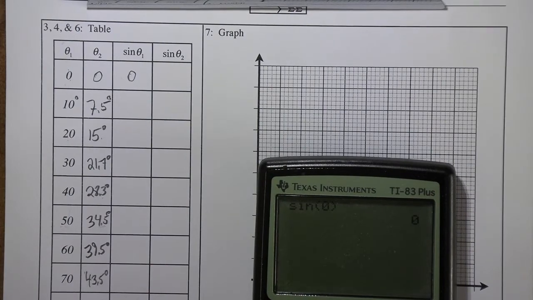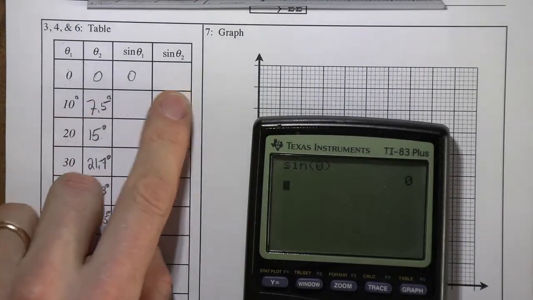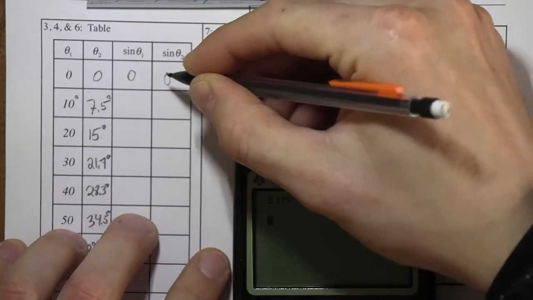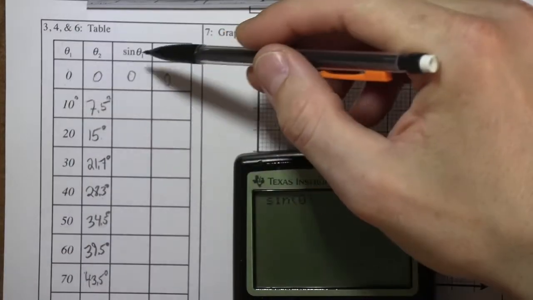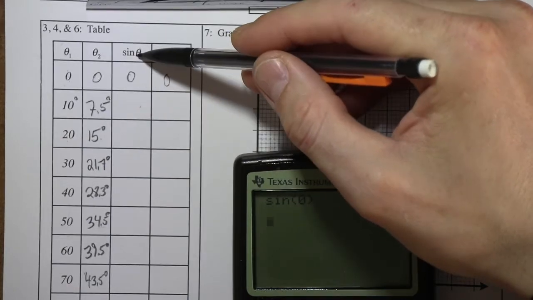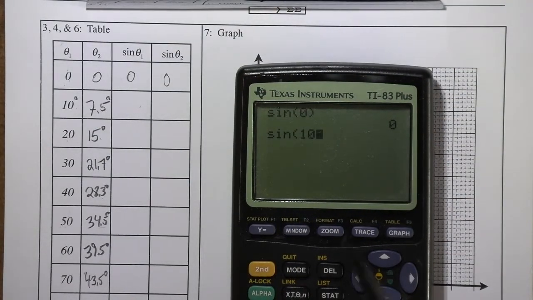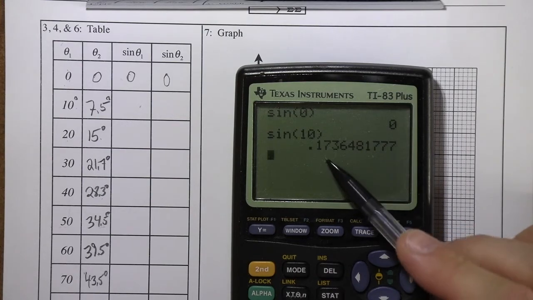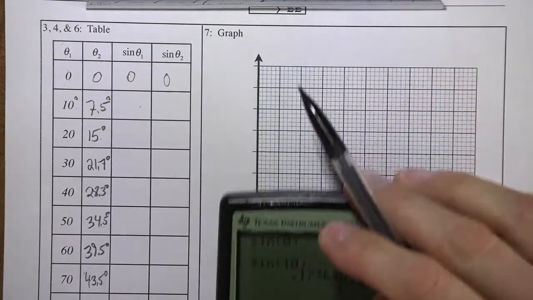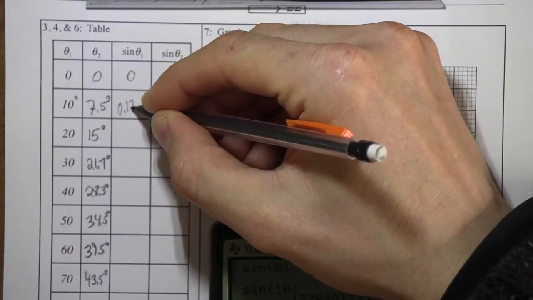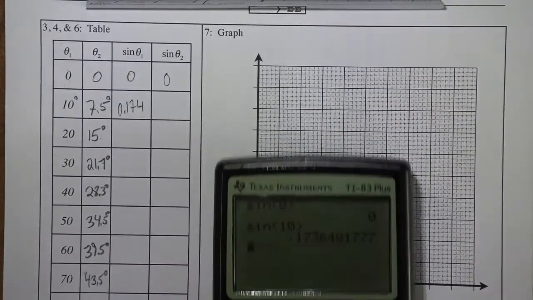And then next what we're going to do is calculate the sine of theta 2. Well, sine of 0 is 0, so I don't need to punch that on my calculator again. But the next thing we're going to put over here is the sine of 10 degrees. So if I hit sine 10, what I get is 0.174. So I will write that here. And there's no units to what comes out of the sine function. So I write that here.